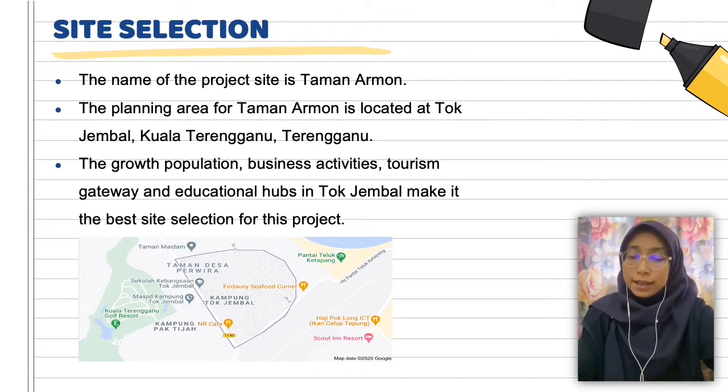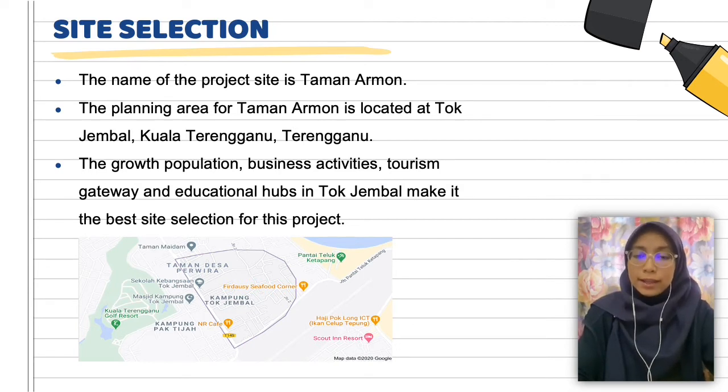For the site selection, the name of the project site is Taman Armon. The planning area for Taman Armon is located at Tok Jembal, Kuala Terengganu, Terengganu. This is because the population growth, business activities, tourism getaway, and educational hubs in Tok Jembal make it the best site selection for this project.